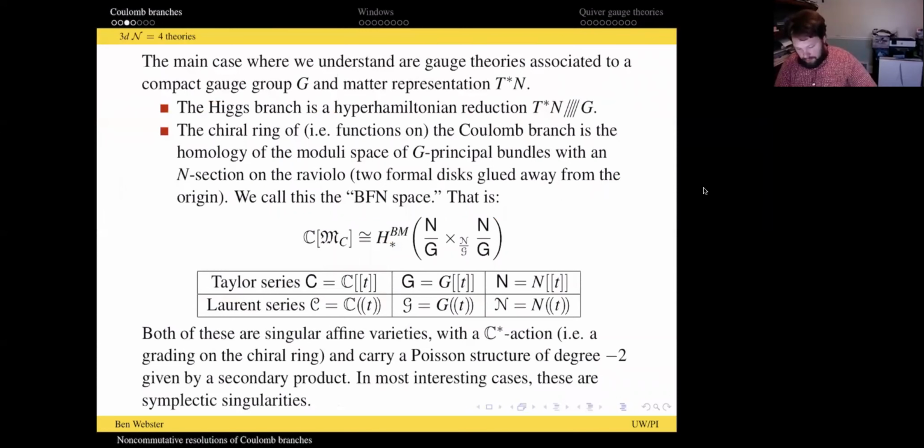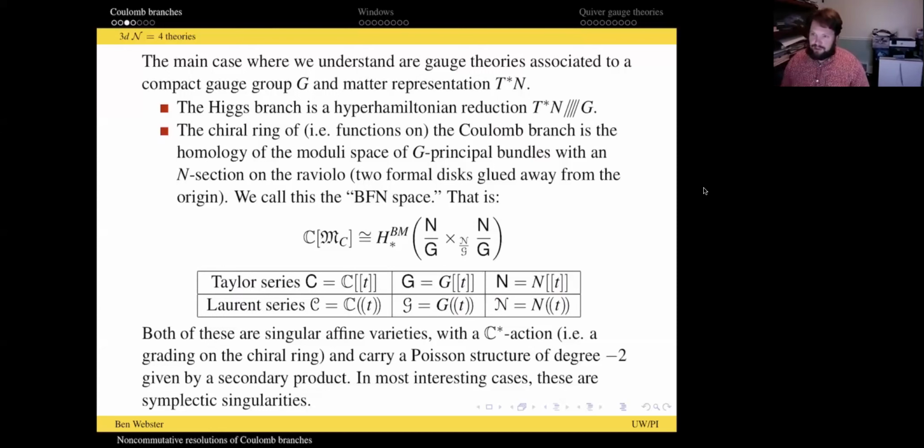All right, so what are these spaces? Well, as I say, the case we understand are gauge theories. And for me as a mathematician, basically all other cases are some sort of motivation that I don't understand yet, but maybe hope to at some point in the future. The Higgs branch is a hyper-Hamiltonian reduction. So N is a complex representation, so it already has a Kahler structure coming from the fact that it's a complex vector space. When I take its cotangent bundle, I get a hyper-Kahler structure, and I can do a hyper-Hamiltonian quotient.